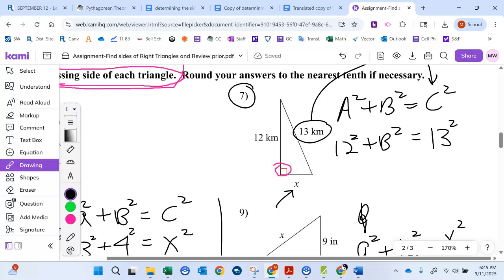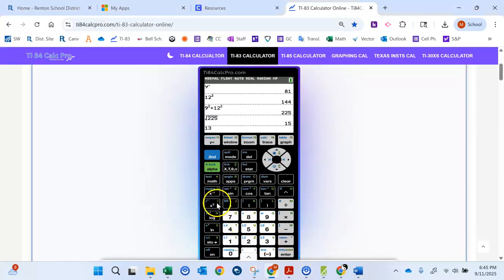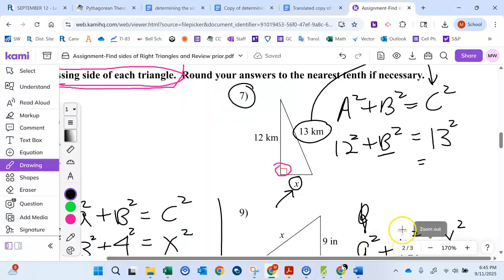Okay, so we've got this, but now we need to solve for b because this side is not the c, it's either a or b. So I made it b. So you have to take this and square it. You can use your calculator if you want. So 13 squared is 169. So let's go back over to this. So this is 169. 12 squared would be 144 plus b squared.